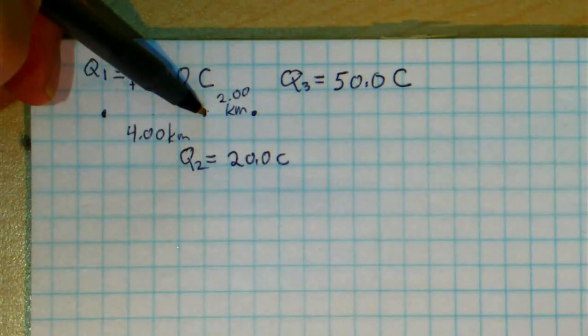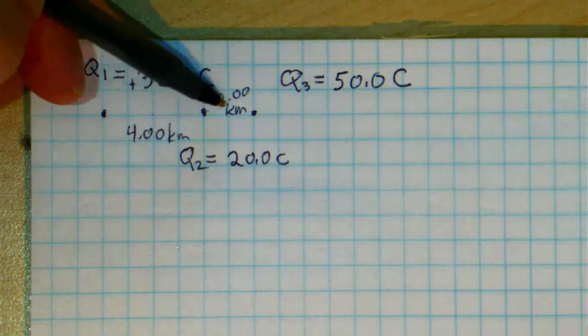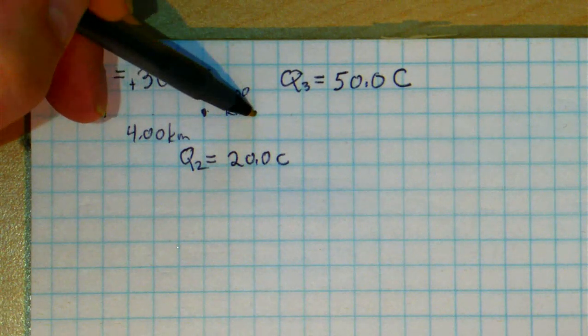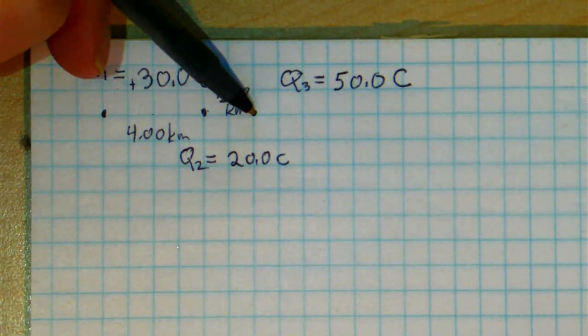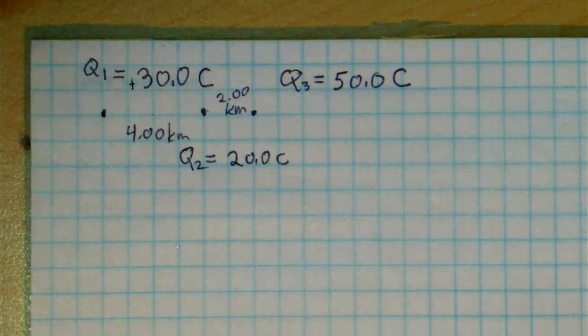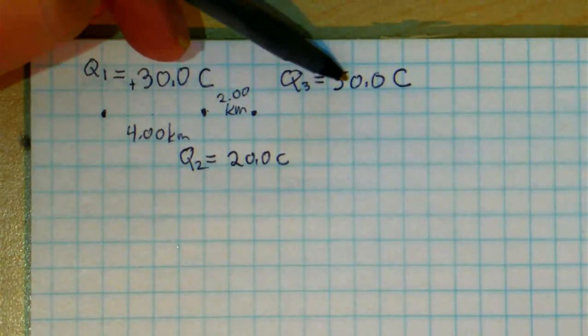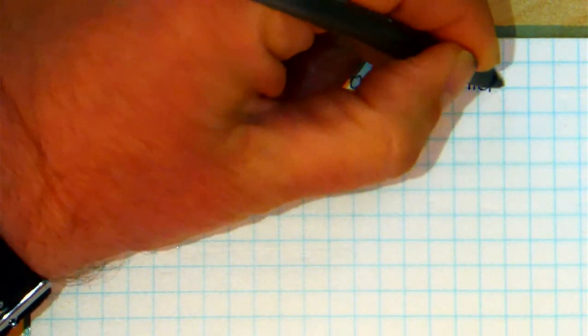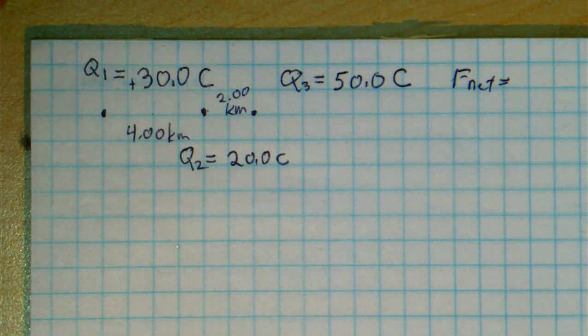From charge Q2, go 2 additional kilometers to the right to get to charge Q3. Charge Q3 has a value of positive 50 coulombs of charge. Solve for the net force acting on Q1.